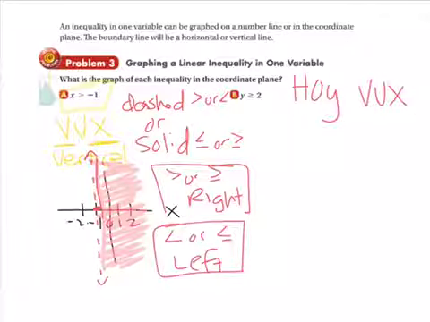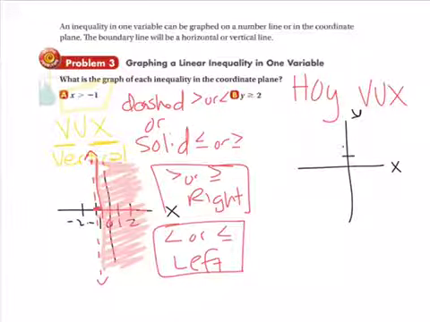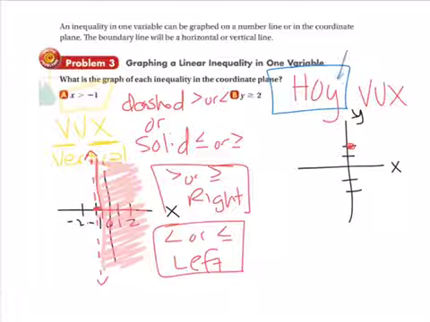Switching gears to part B, we have y is greater than equal to 2. So immediately I know, hey, I've got to get over to the y-axis, head to positive 2, put my point there. It's going to be a horizontal line. Remember, with my good old HOI, the y goes with h, which is horizontal.